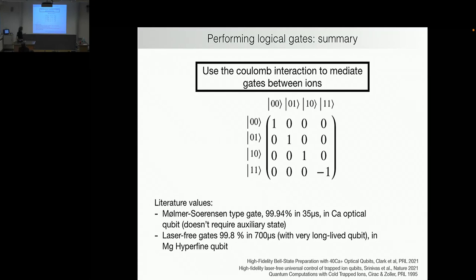So, okay, we realize this. And then, in the literature, you can look up the typical thing people quote, which is the fidelity. So I perform an operation, how well did it work? And in ions, we have the best two-qubit gates in the field, with 99.94% fidelities in 35 microseconds. And it's always important to compare the fidelity, but also the time it takes you to perform the gate with respect to the coherence time of your qubits. Because if you have a very good gate, but it takes forever, then it doesn't help you. And there's also other types of gates that we can do, for example, without lasers.